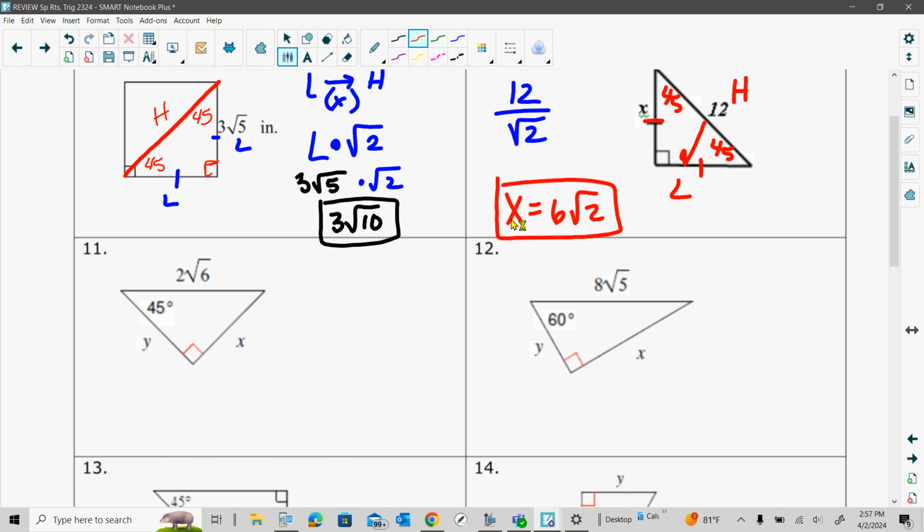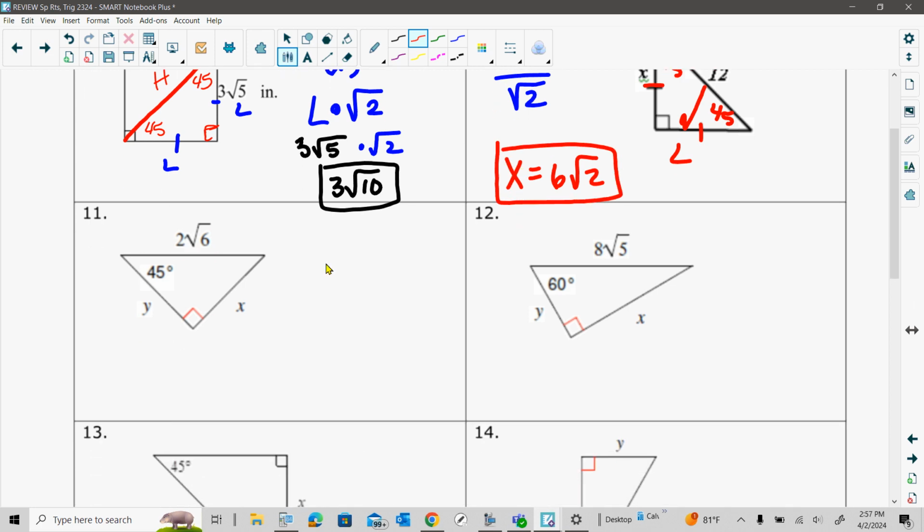Okay. And then I did talk about a situation here where you have the hypotenuse. We're going back to the leg. We're taking that hypotenuse, 2 root 6, and dividing it by root 2. And then 2 can go into 6, so this was 2 root 3. This is our x and y.